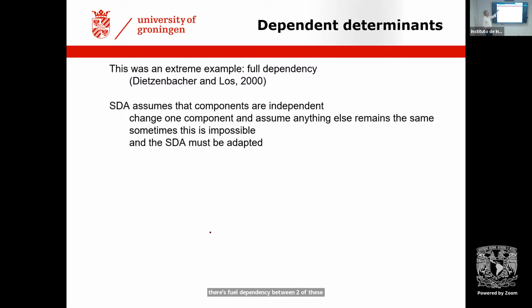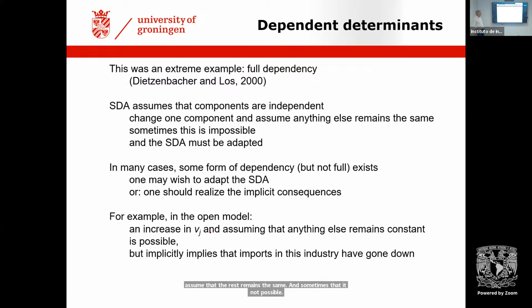We have written a paper about this in 2000, Bart, Los, and myself. And well, the SDA assumes that these components are by definition independent. So the idea is change one component, and then you assume that the rest remains the same. And sometimes that is not possible. And actually the SDA needs to be adapted. In many cases, some form of dependency exists, but not full dependency. And we adapt the SDA, but it has implicit consequences.